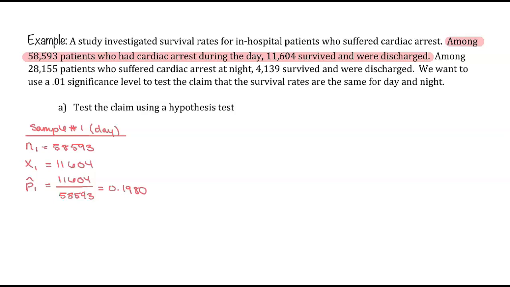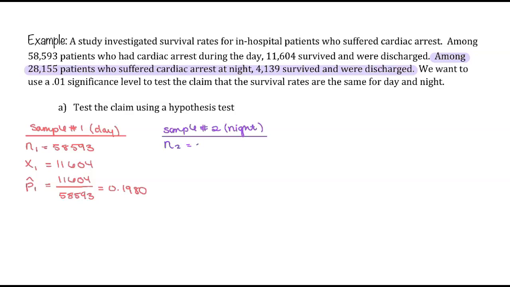Now let's look at the other sample. The second sample will consist of those patients that suffered cardiac arrest during the night. The sample size here, n2, is equal to 28,155, and the number of successes, x2, is equal to 4,139. This gives us a sample proportion, p2 hat, equal to 4,139 divided by 28,155, or 0.1470, just under 15%.